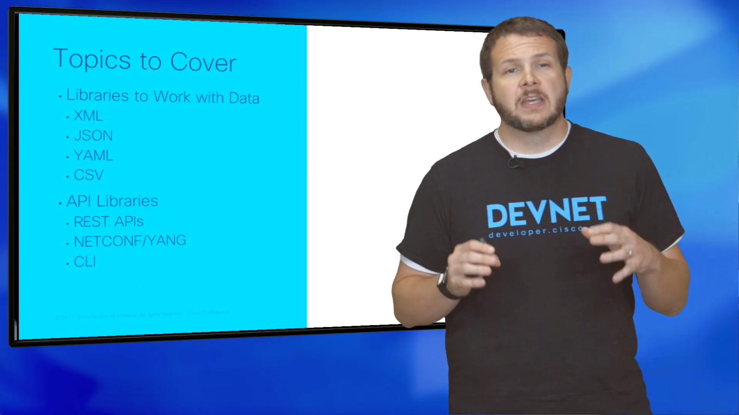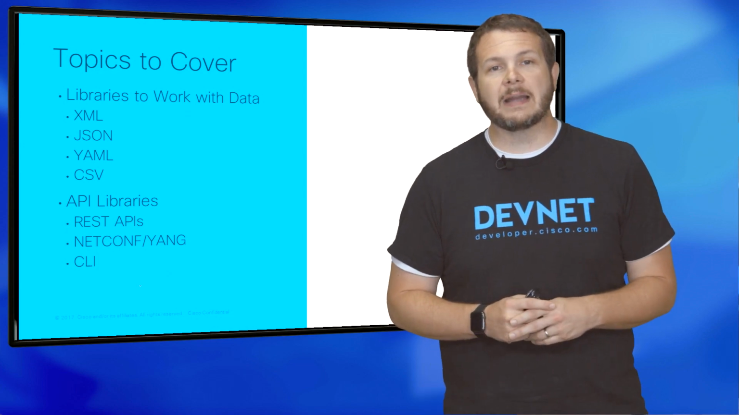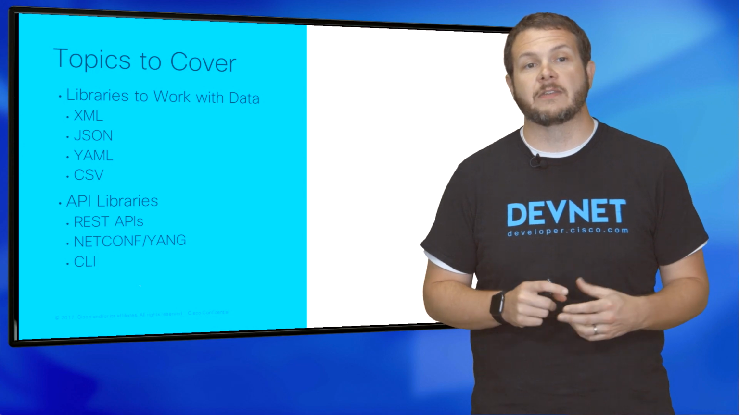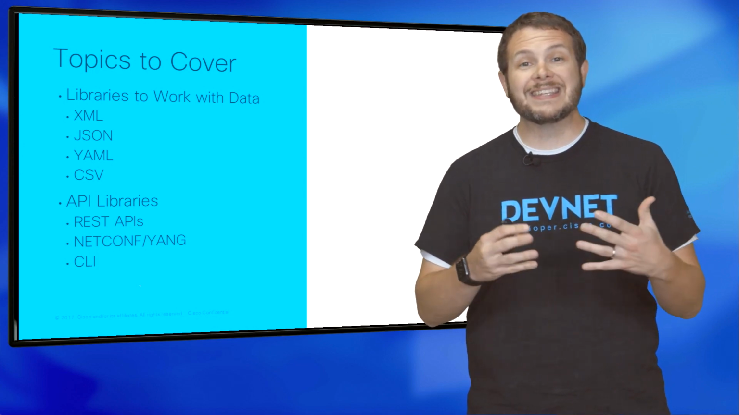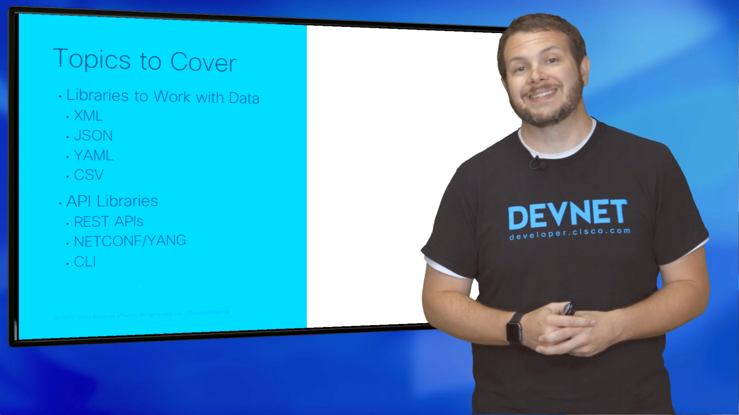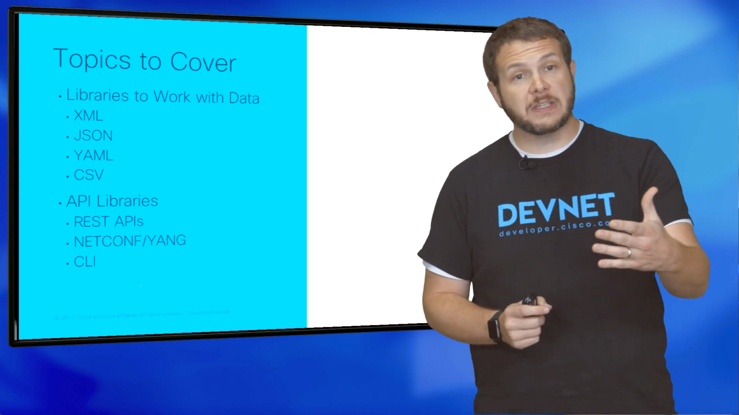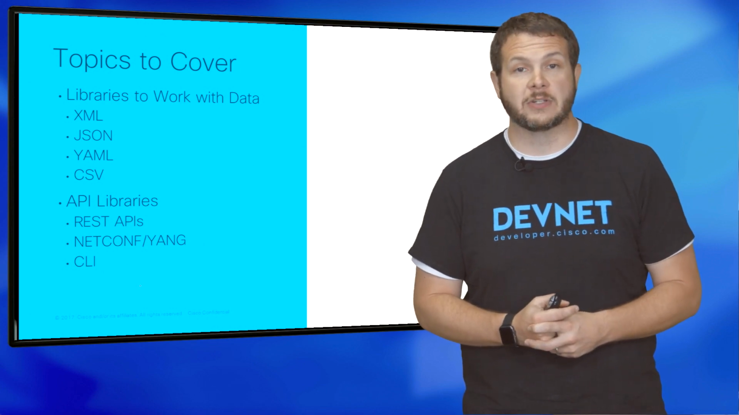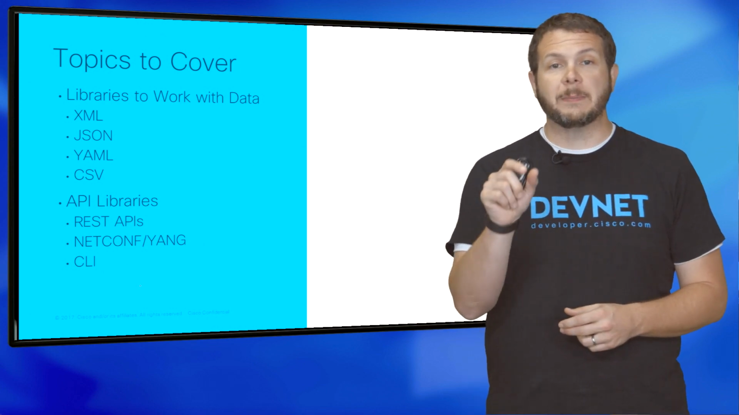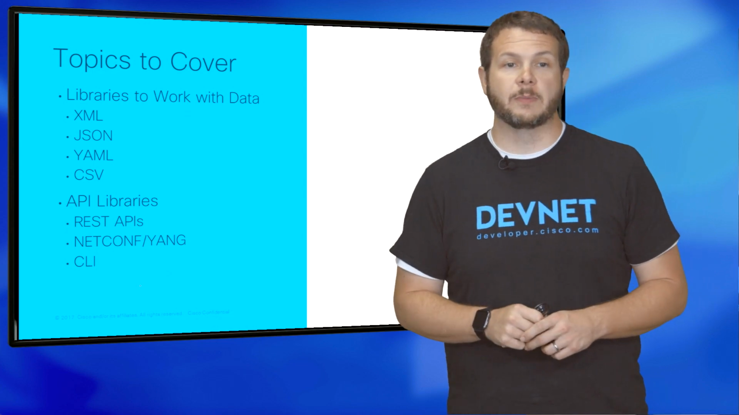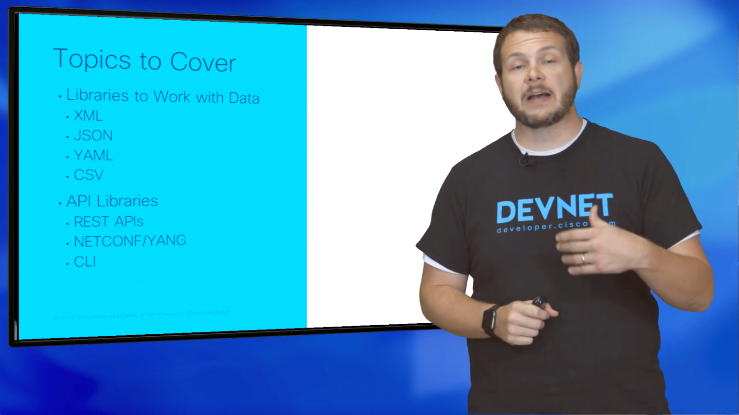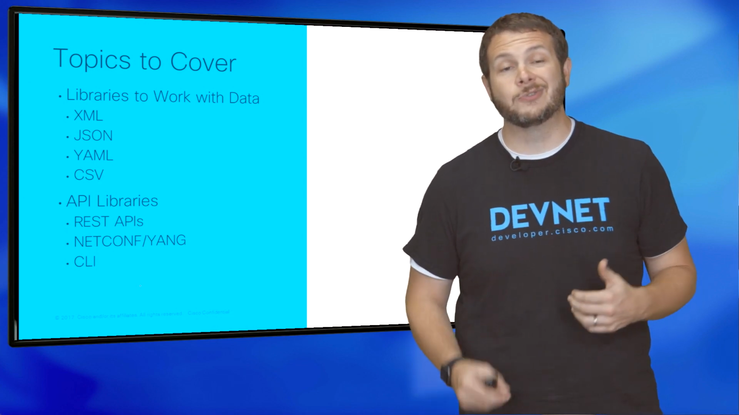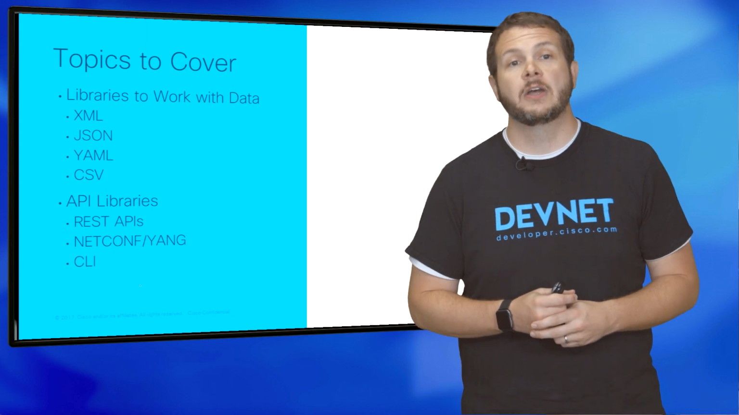Let's jump right in. The topics we're going to cover in this lesson include libraries to work with data. In the first lesson in this module, we talked about the different data formats of XML, JSON, and YAML. In this module, we'll look at how we can use those data formats inside of our Python scripts, as well as CSVs, which are a common source of information for network engineers. We'll also look at different API libraries you may want to use inside your scripts to interact with REST APIs, NETCONF YANG data models that will work with device APIs, as well as CLI when you do have to revert back to that native interface for network infrastructure.